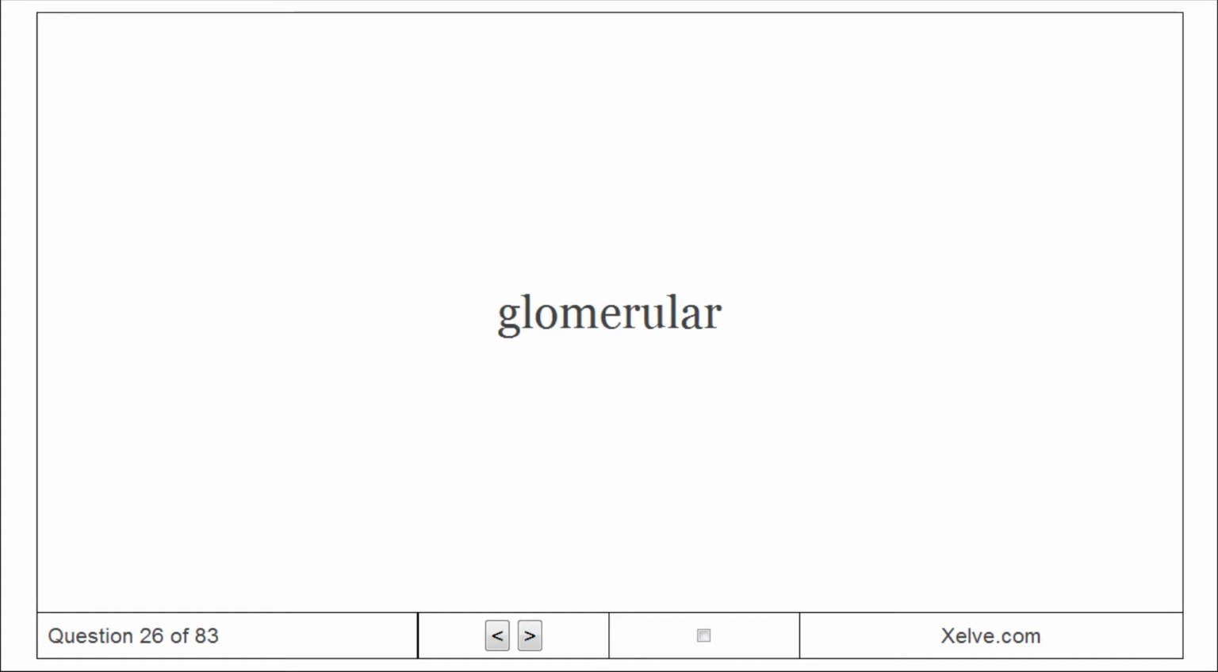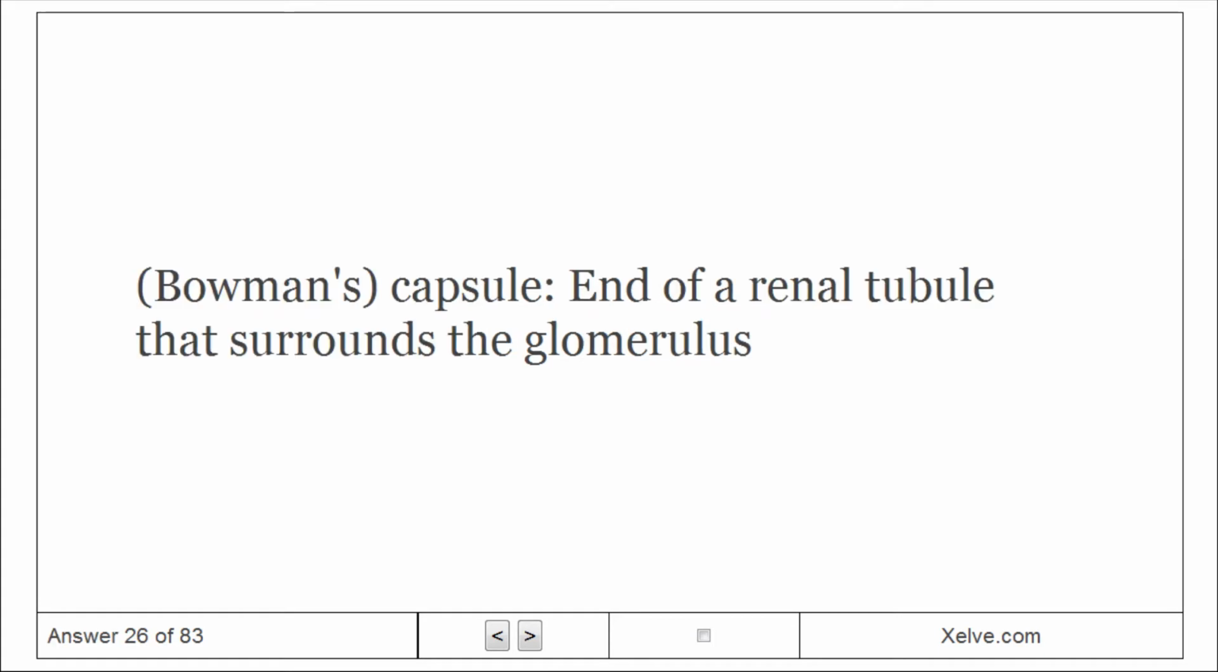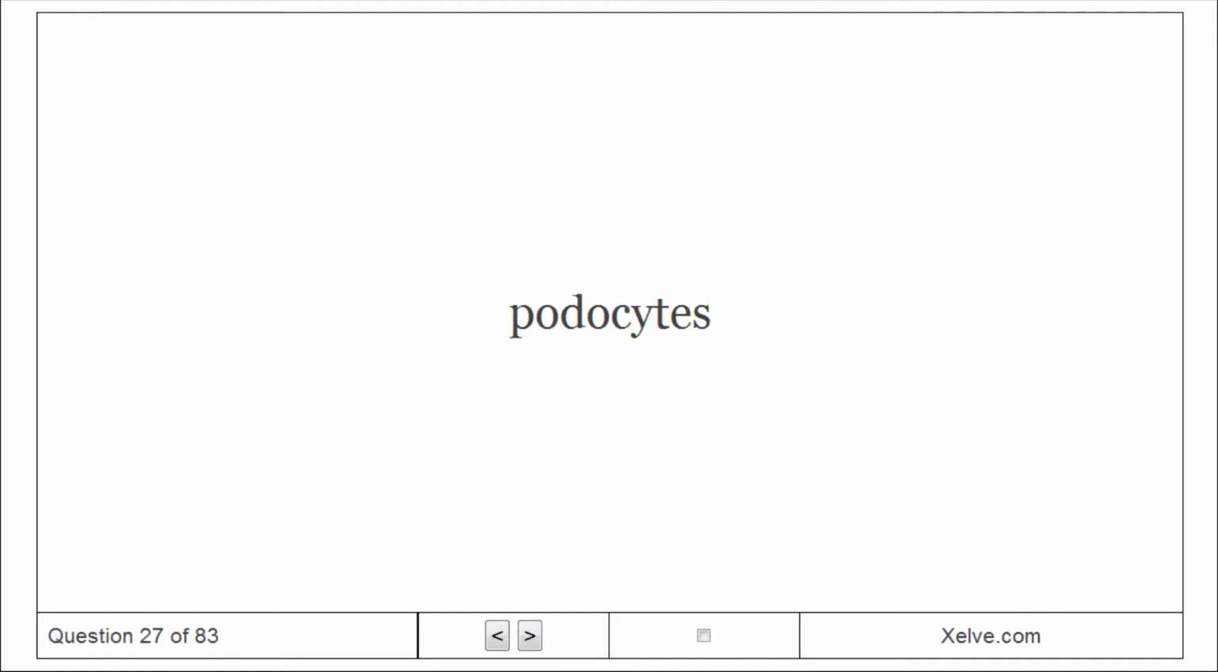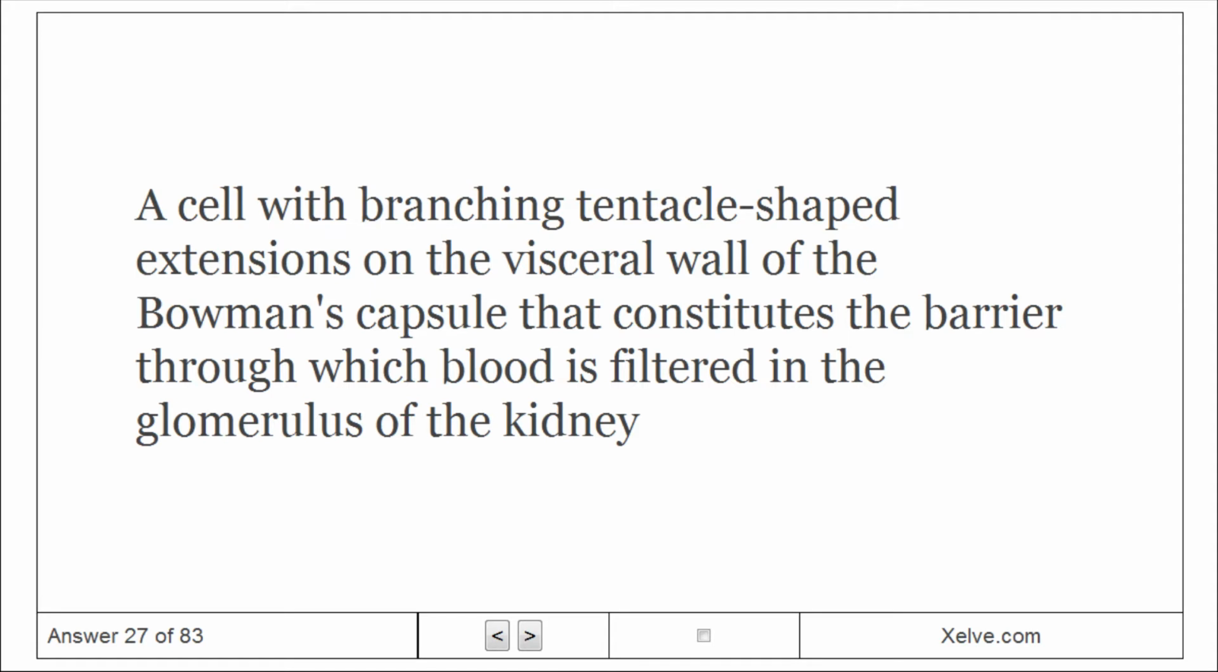Glomerular capsule, end of a renal tubule that surrounds the glomerulus. Podocytes. A cell with branching tentacle-shaped extensions on the visceral wall of the Bowman's capsule that constitutes the barrier through which blood is filtered in the glomerulus of the kidney.